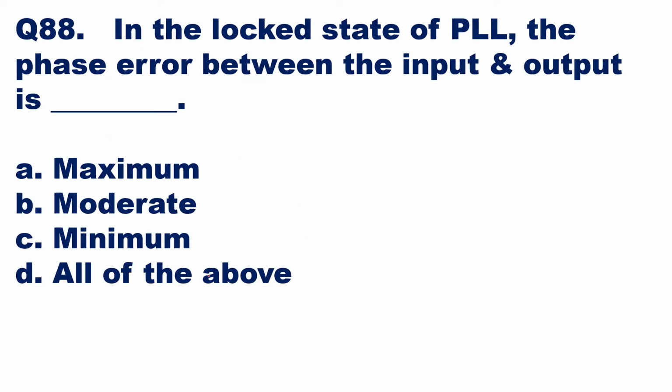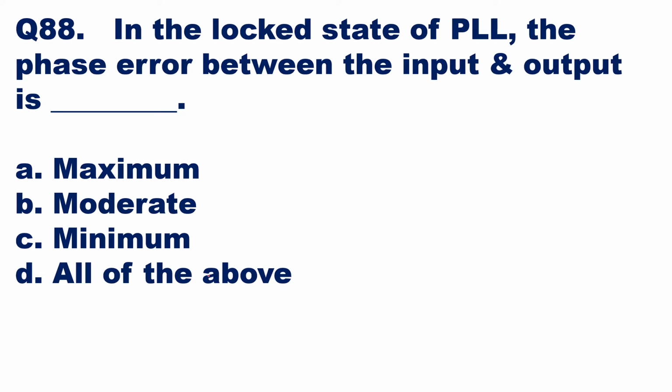Then question number 88. In the locked state of PLL, the phase error between the input and output is dash. Now we know that whenever the PLL comes to that locked state, that time the input and output frequency will be almost equal to each other. And when they're equal to each other, the phase error between input and the feedback has to be the minimum. So we have minimum error. So here in the options, option C is minimum.